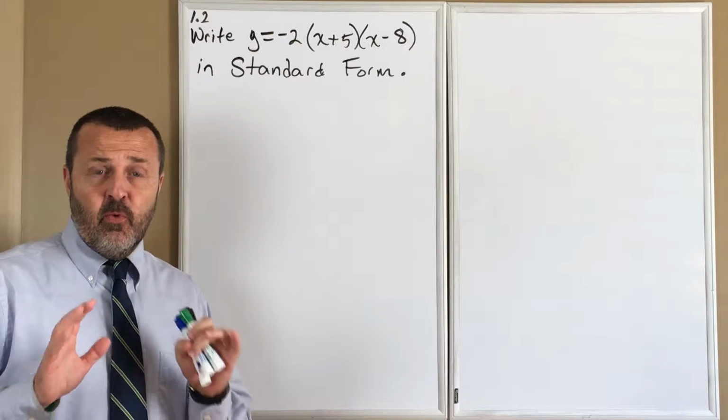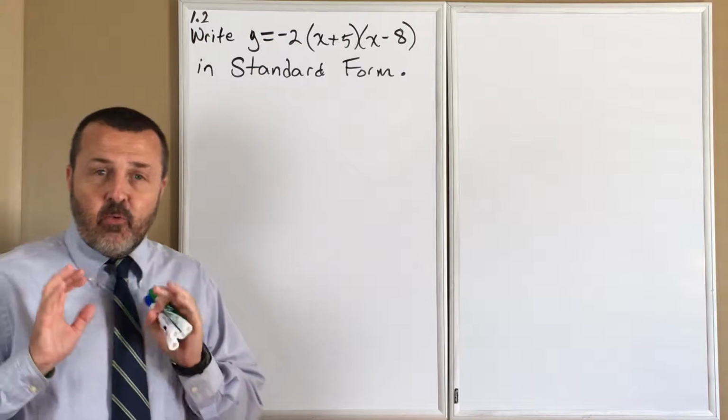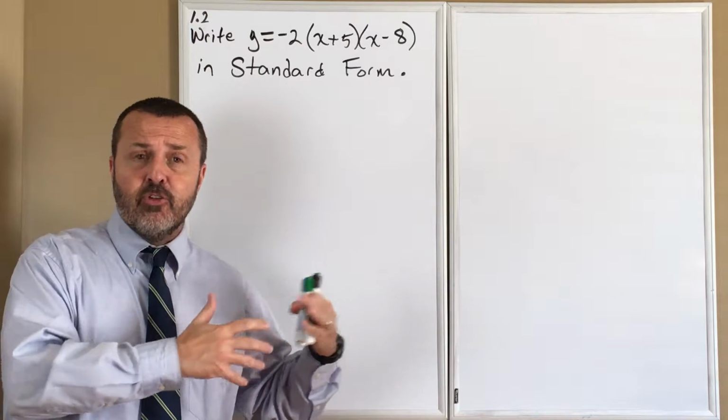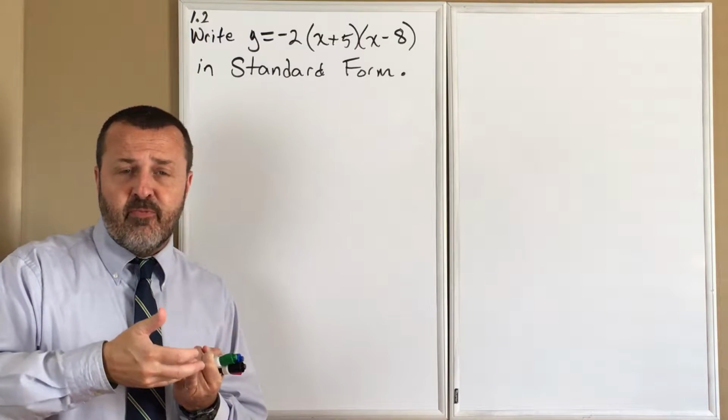We're back in lesson 1.2. We're now on part 3. Part 3, we get to revert back. We get to use some of our Algebra 1 skills. We get to use the FOIL method. We get to use the distributive property.